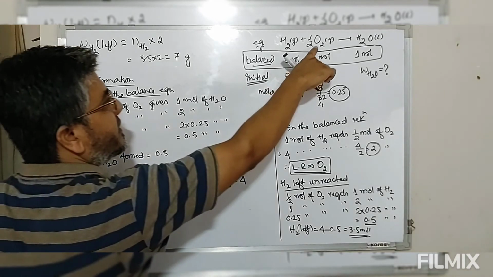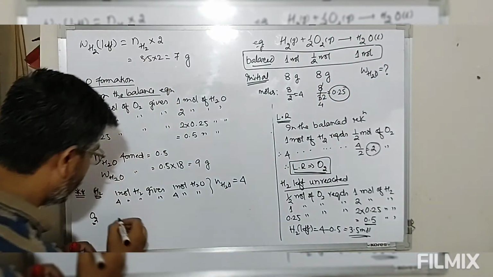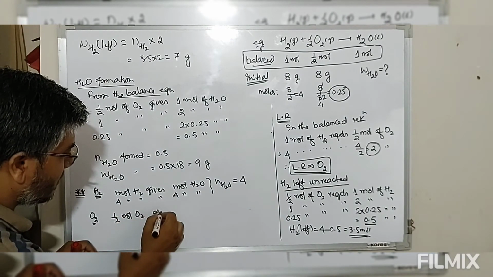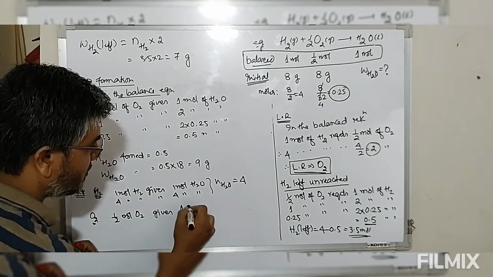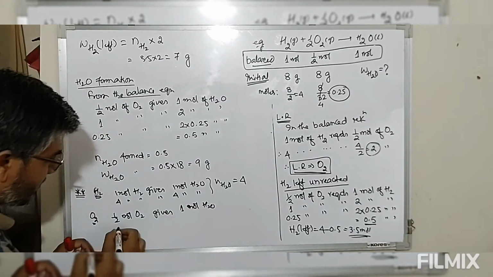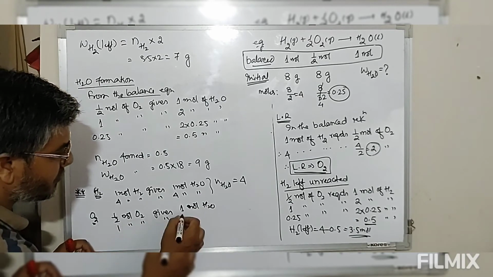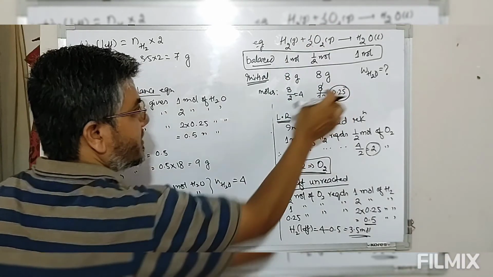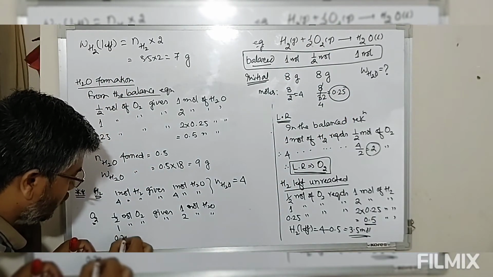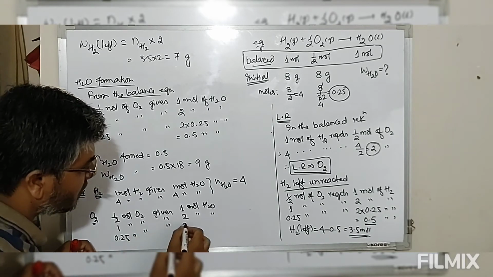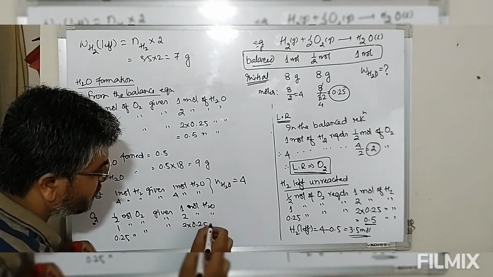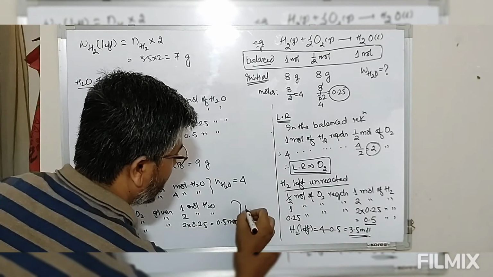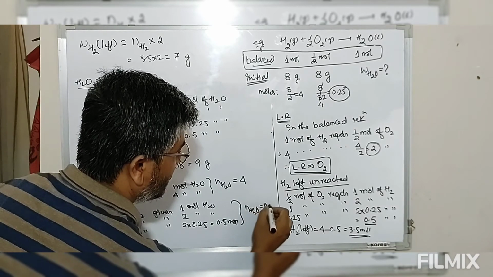In the balanced reaction, look at this. Half mole gives you 1 mole. So half mole oxygen gives 1 mole H2O. So therefore 1 mole of oxygen will give you 2 moles of water, and the actual number of moles of oxygen given is 0.25. So 0.25 mole of oxygen will give you 2 into 0.25. So this is 0.5 moles. So taking this oxygen, number of moles of water formed is 0.5.